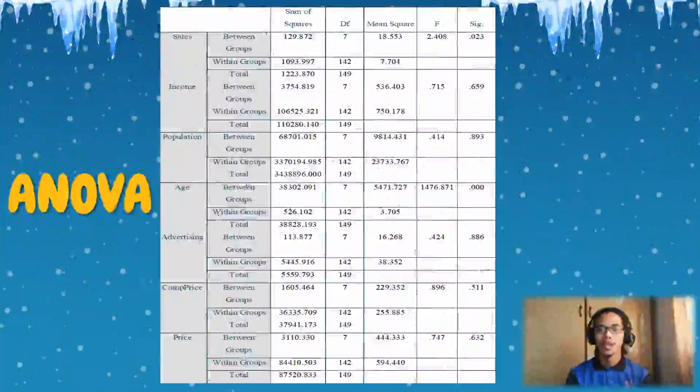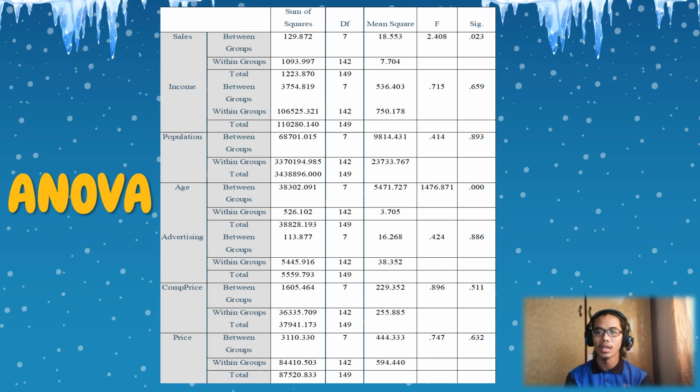Now we go to the ANOVA. This is the ANOVA analysis table. The factor we choose is age. The p-value from the ANOVA table is less than 0.001, which means that at least one of the three variables differs, among sale, competitor price, income, population, advertising, price, shelf location, age, and urban.